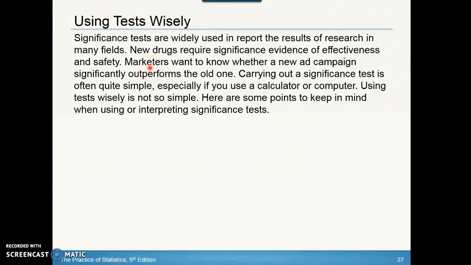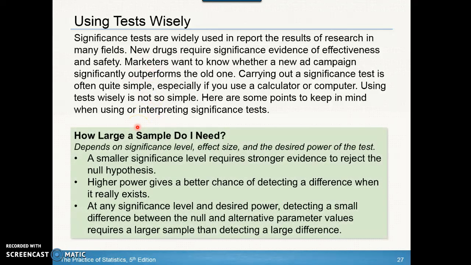Carrying out a test of significance is often quite simple, especially if you use a calculator or a computer. Using tests wisely is not so simple. So here are some points to keep in mind when using or interpreting significance tests. Number one, the question is often how large of a sample size do you need?